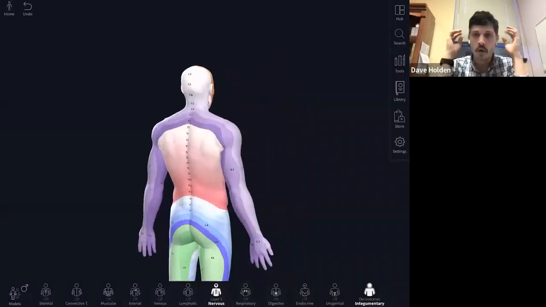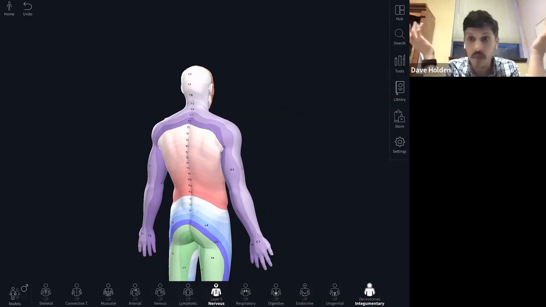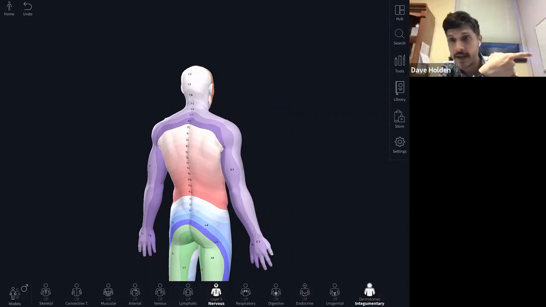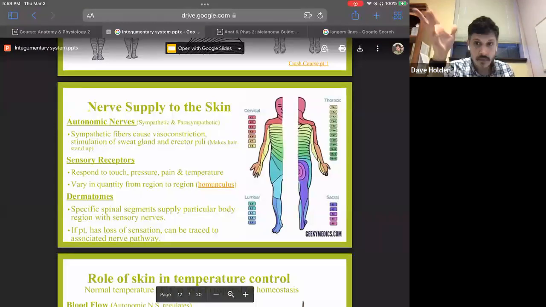Dermatomes, people get all twisted up in knots about these things. First of all, they're not that important. Second of all, it's just an area of skin. That's all we're really talking about here, is what nerve is innervating some area of skin. You tell by looking at the dermatome. So, dermatomes are specific spinal nerve segments that will supply innervation to a particular body region, particularly regarding sensory nerves. Good stuff? Cool.